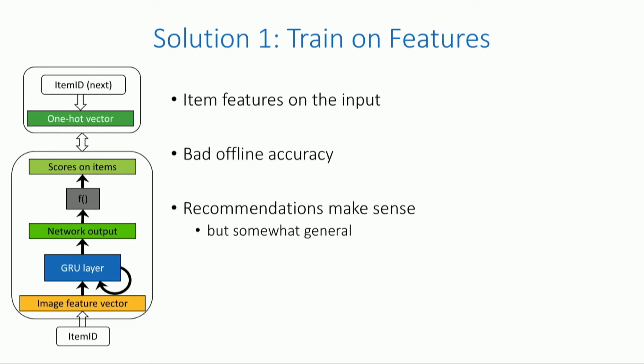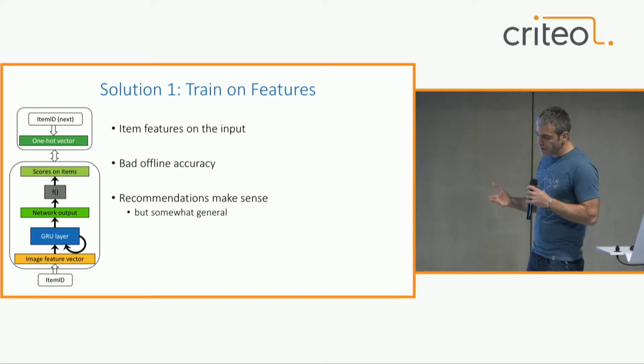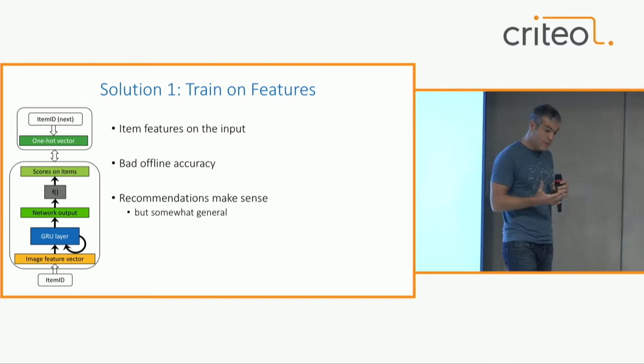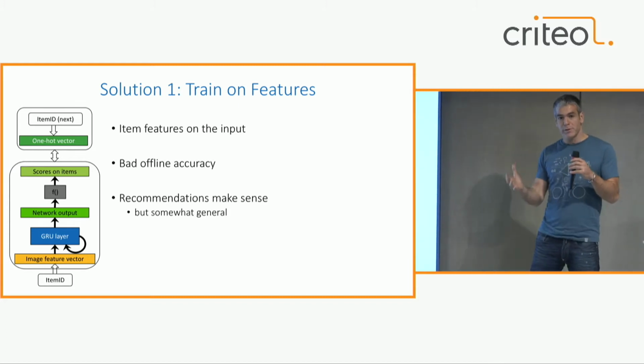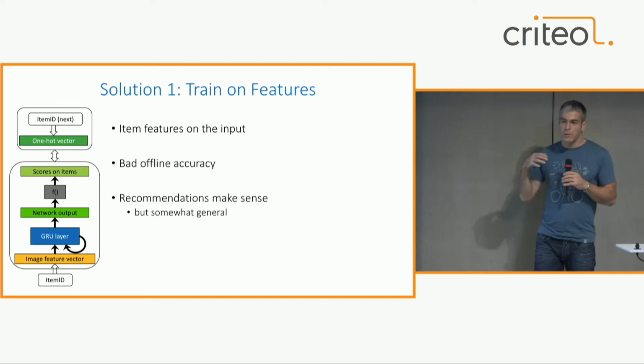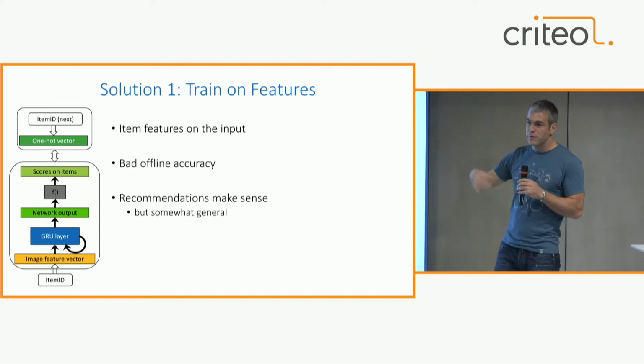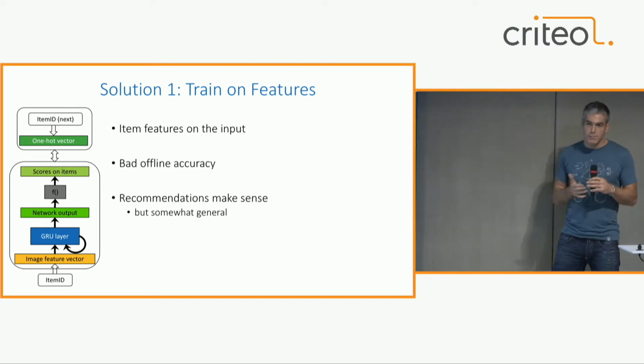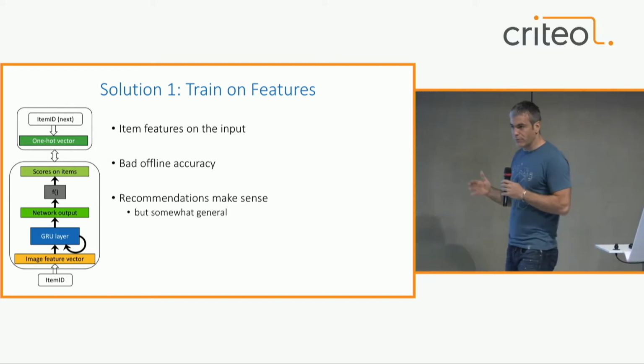We tried that on some data from a classified site, something like eBay, from a large European country, and it really did extremely badly. While looking at the outputs of the model, they actually looked completely reasonable. If a user was clicking on a car, he was getting recommendations for cars. But still, all the metrics, mean reciprocal rank, et cetera, looked really, really bad.